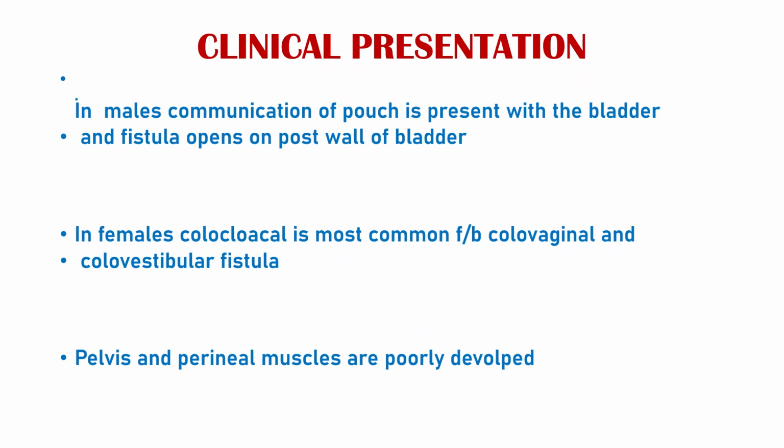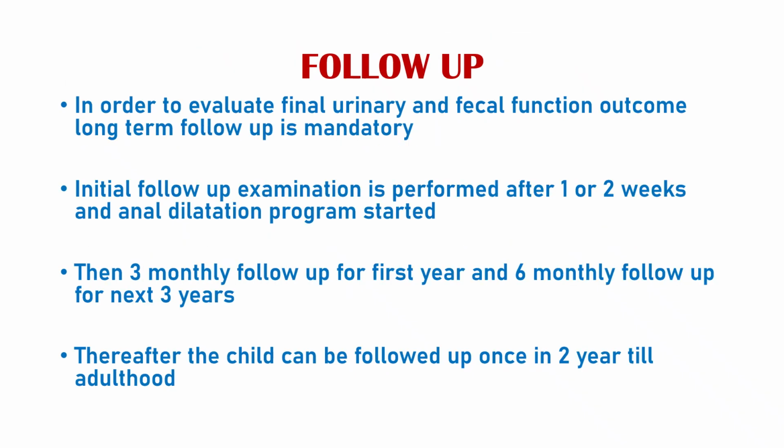In males, the pouch communicates with the bladder and the fistula opens on the posterior wall of the bladder. In females, colocloacal is most common, followed by colovaginal and colovestibular fistula. Pelvis and perineal muscles are poorly developed in pouch colon. In order to evaluate final urinary and fecal function outcome, long-term follow-up is mandatory.